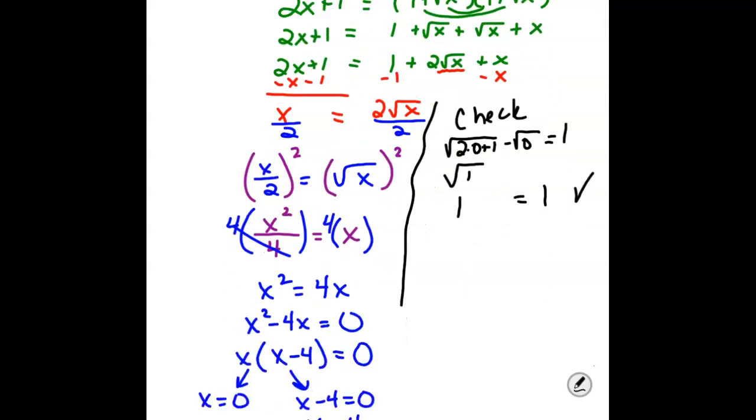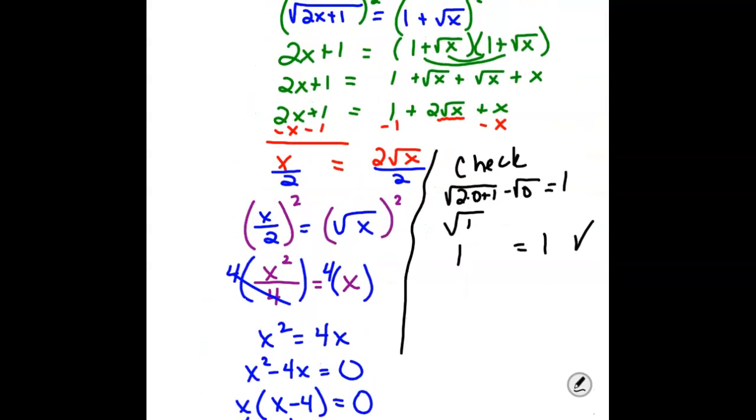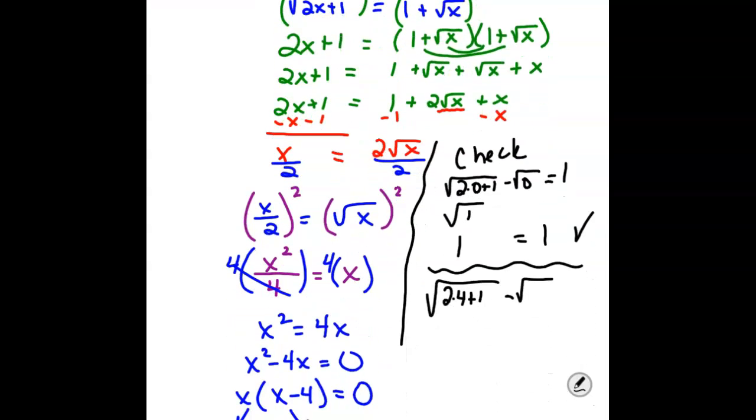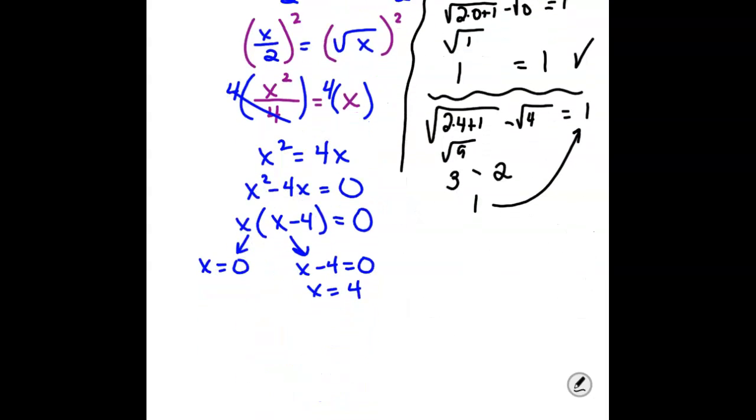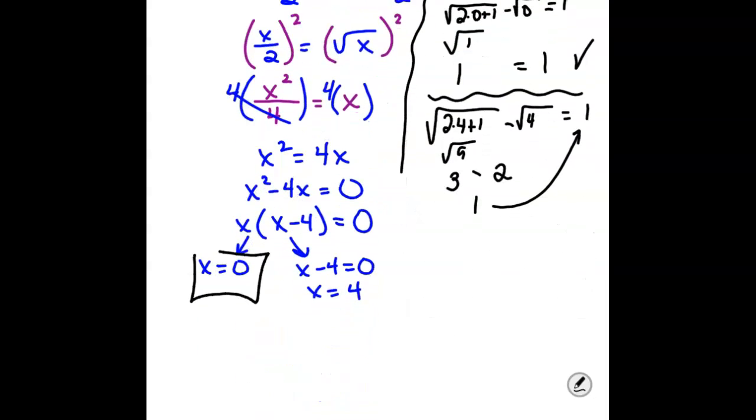Checking the second answer, we had a 4. So let's check that one. 2 times 4 plus 1 is inside our square root. We're subtracting the square root of x, which in this case is a 4, and we're supposed to get a 1. 2 times 4 is 8, plus 1 is 9. Square rooting a 9 gets us a 3. The square root of 4 is 2, and 3 minus 2 is 1. So this one does work. All right, so we have 2 answers here. They both worked in our original equation.